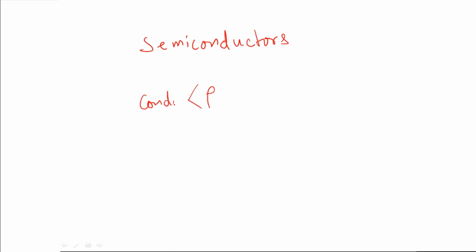Semiconductors, okay. So you have resistivity. See, for a semiconductor, it is greater than rho conductor, but less than rho insulator. Resistivity for semiconductors will be intermediate. And one more interesting thing is that for a semiconductor, see, in case of a conductor, what happens, they have free electrons.